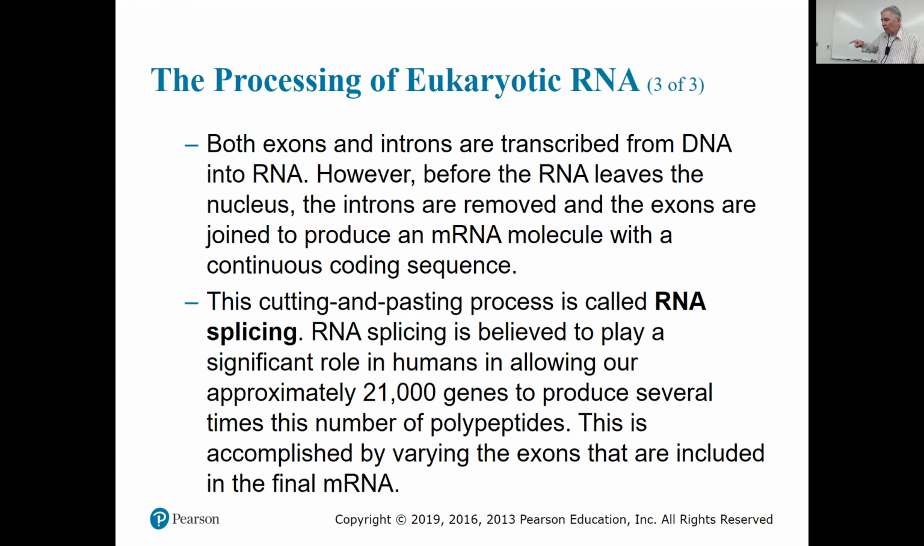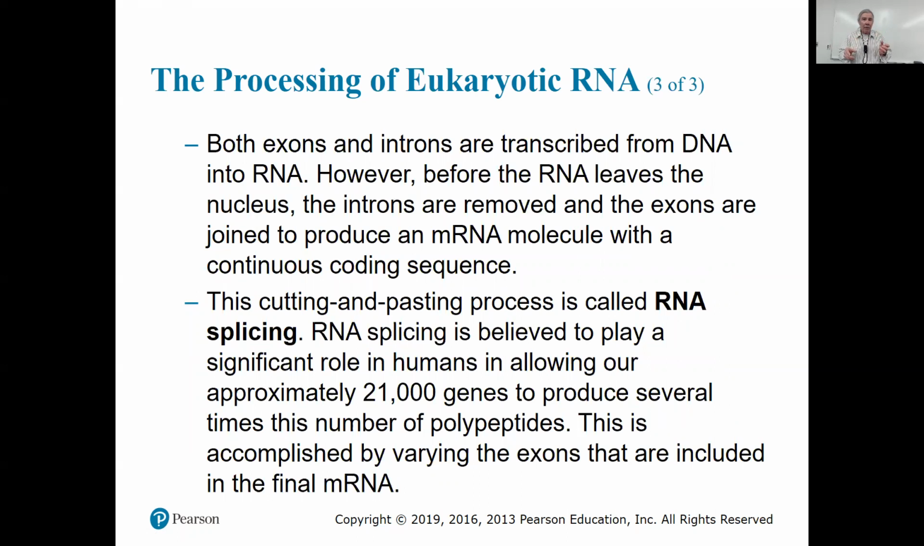Splicing plays a significant role in humans, allowing approximately, well, this says 21,000. I thought there were 30-something thousand genes in a human being. But we can make billions of different proteins. How can we make billions of different proteins if we only have like 30-something thousand genes?